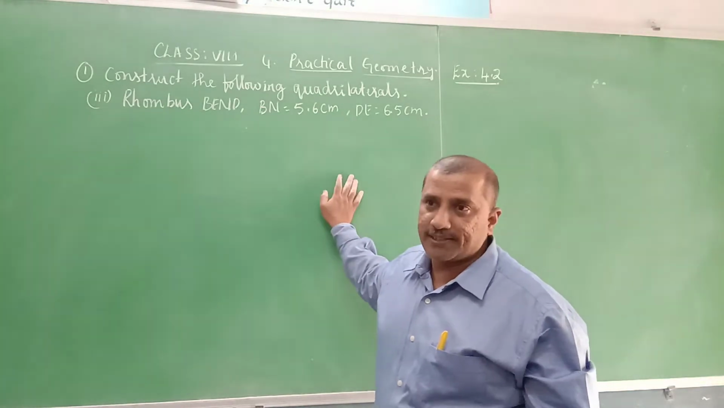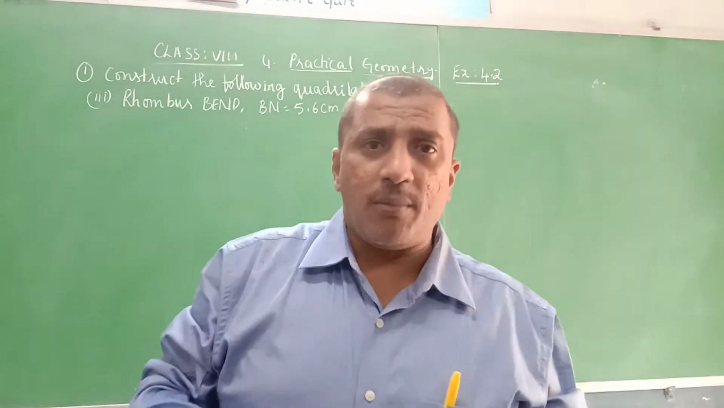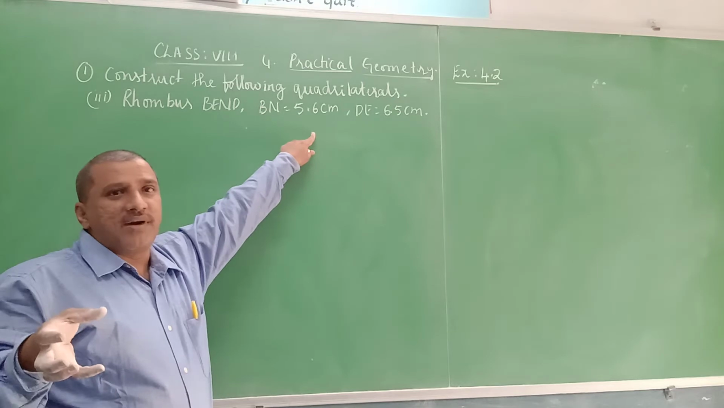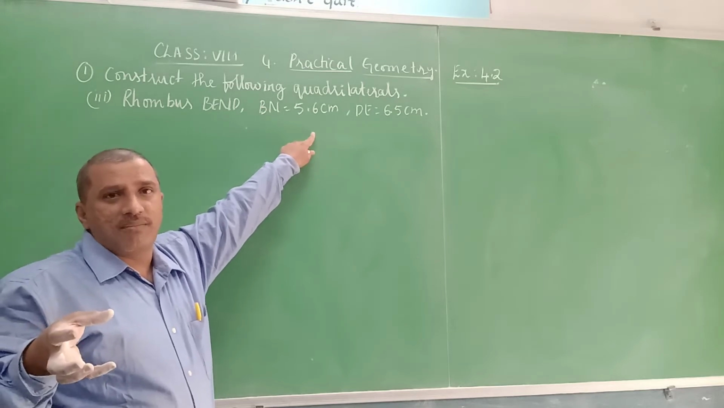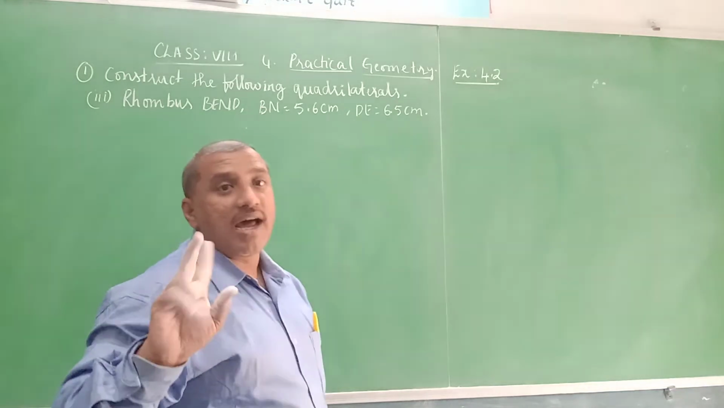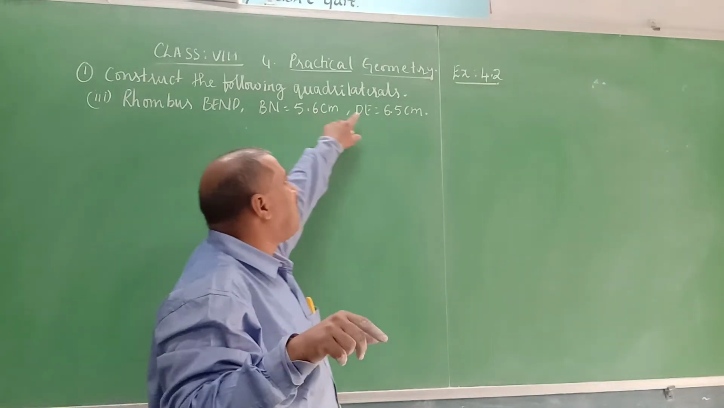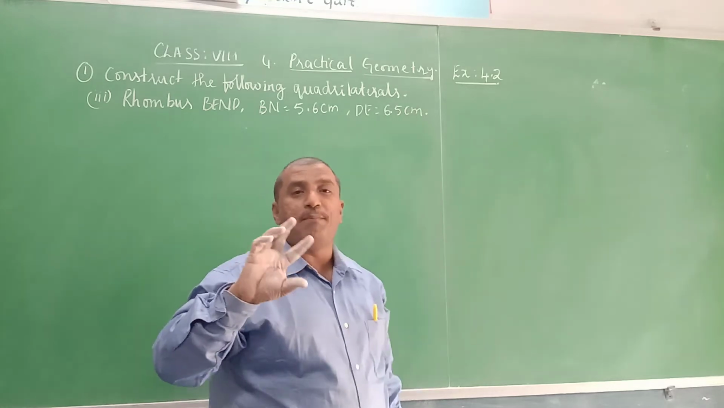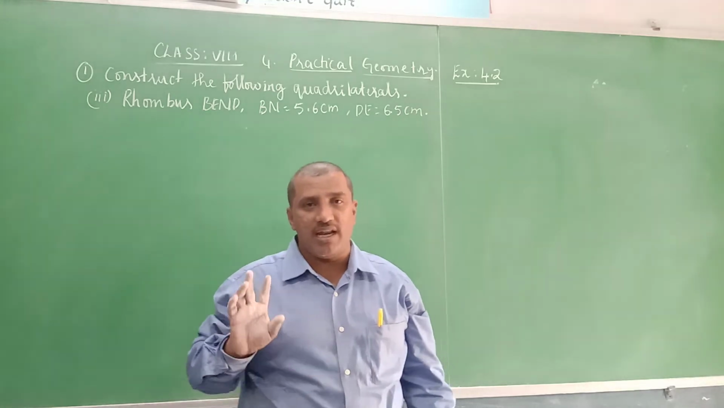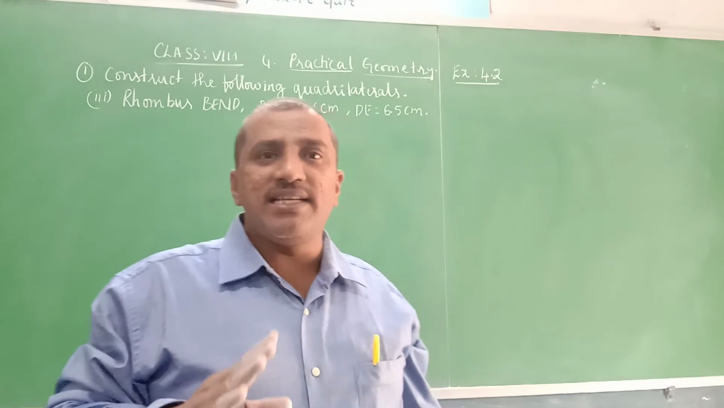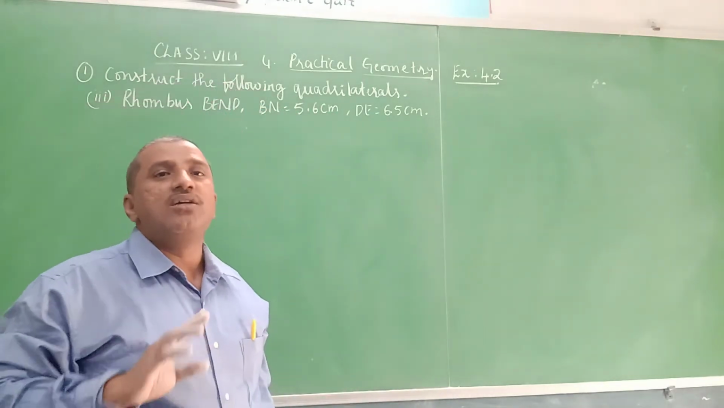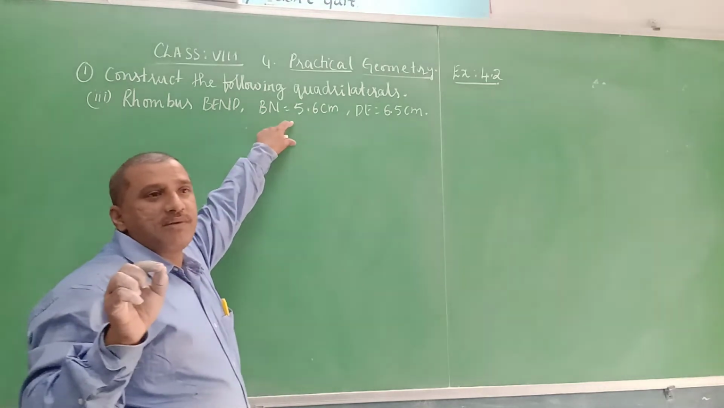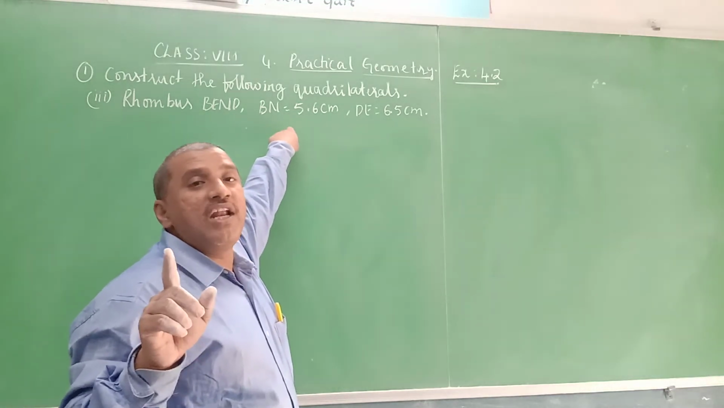How to construct it? Here we use the property of the diagonals of the rhombus. What is the property related to the diagonals of a rhombus? The two diagonals are unequal, 5.6 centimeters and 6.5 centimeters. And the two diagonals bisect each other perpendicularly. It means each diagonal is divided by the other diagonal into two equal parts at right angles. So here we use the concept of the perpendicular bisector.